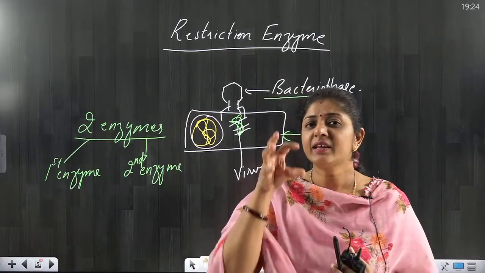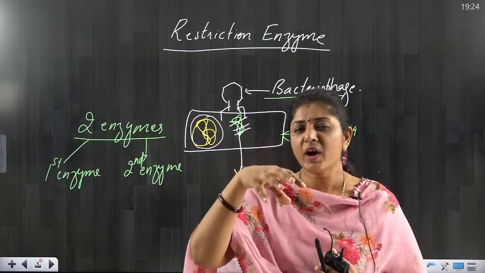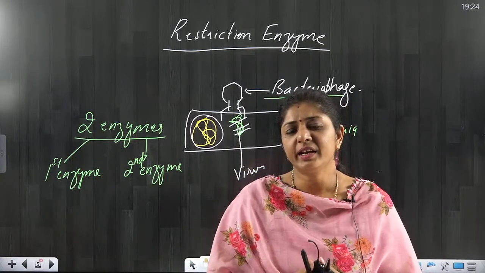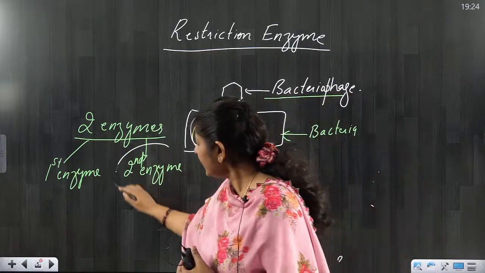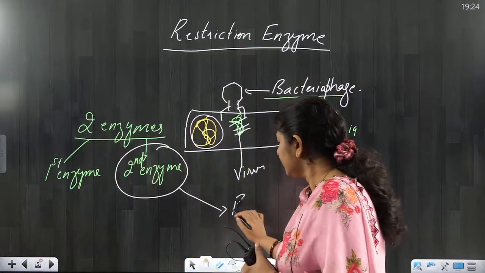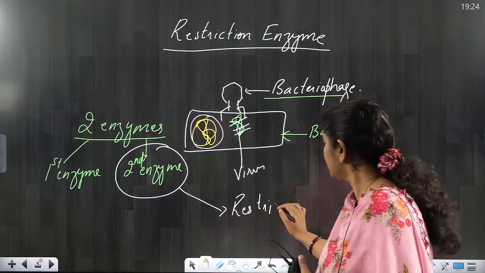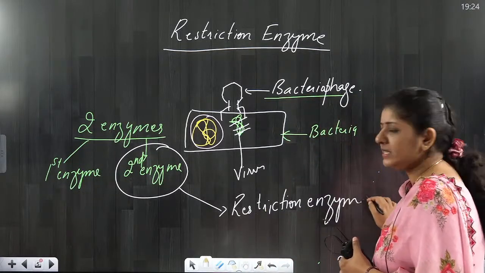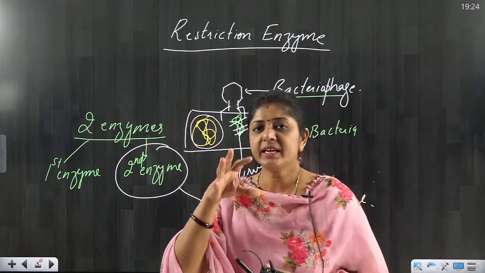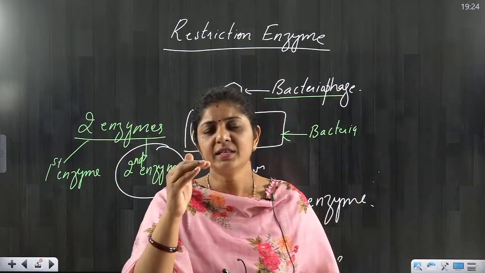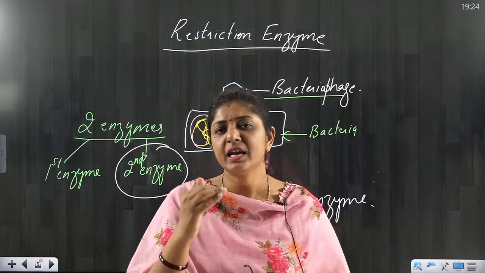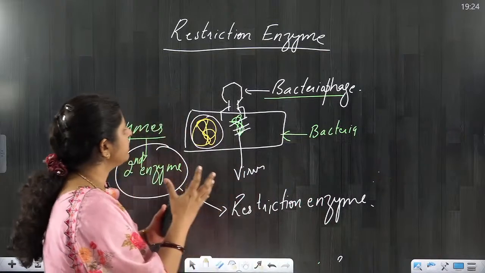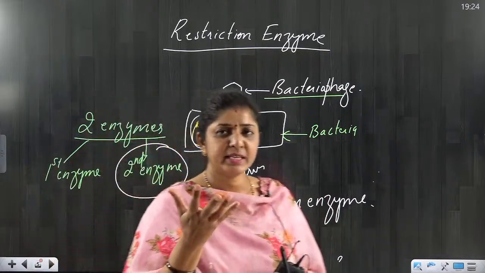So can I say they are restricting the growth of viruses inside their body. So naturally they are secreting the enzyme, the second type, which you call a restriction enzyme. That's why this enzyme got its name restriction enzyme, because they are restricting the viruses from multiplying in the cell of the bacteria. I hope you get this point, why restriction enzyme is getting its name.